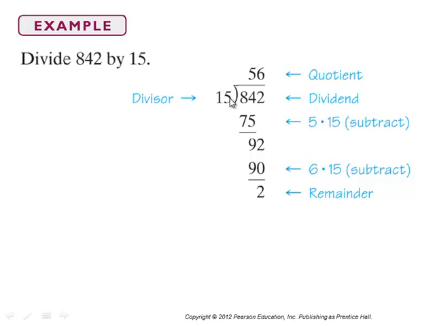Take a look at 15 and how that relates to 84. How many times does 15 go into 84? And the answer is 5. 5 times 15 is 75. Subtract, you get 9. Bring down the 2. How many times does 15 go into 92? The answer is 6. Multiply. 6 times 15 is 90. Subtract, and you get 2 as the remainder. So you could write 842 divided by 15 as 56 remainder 2. As in 56 and 2/15. Okay?